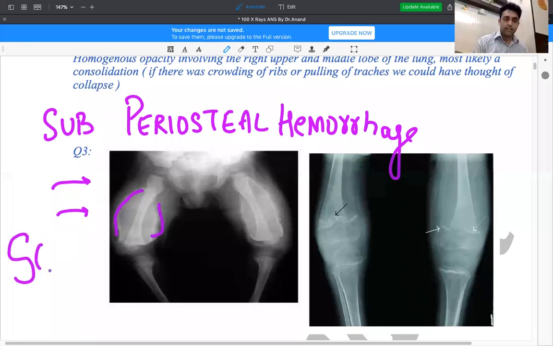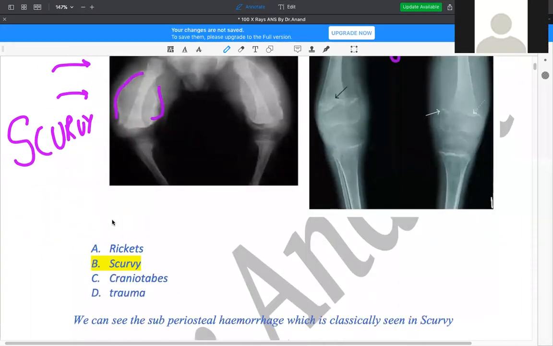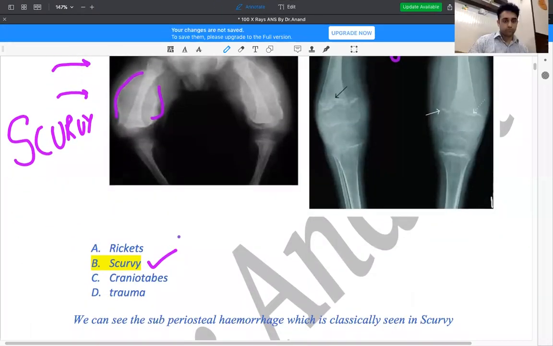So it is seen in scurvy. Yes or no? Very good. So subperiosteal hemorrhage is seen in scurvy. That you should know. I hope you're able to understand. Perfect answer. So scurvy is our best answer. Okay, next question.